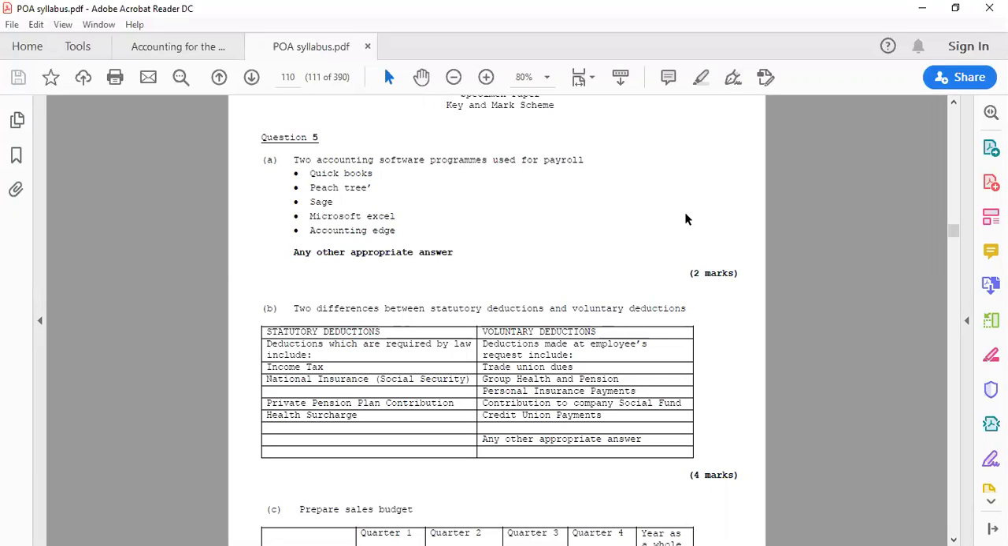A voluntary deduction, however, would be a deduction made by the employee's request. So a voluntary deduction, the employee can start it at any time and they can stop it at any time. It is up to them. So some examples of it will be trade union dues. So if they have to pay a fee to the trade union, if they're making payments to a group health or pension plan, personal insurance payments, if they are making any contributions to a social fund or credit union payments.